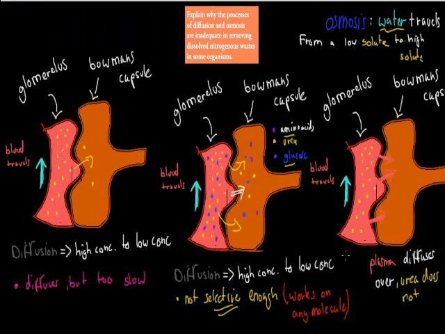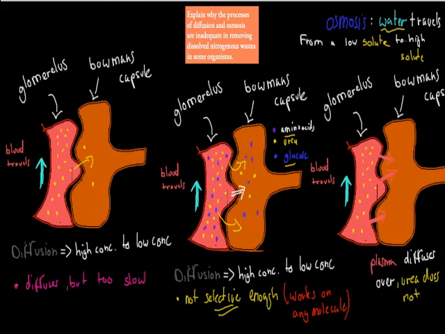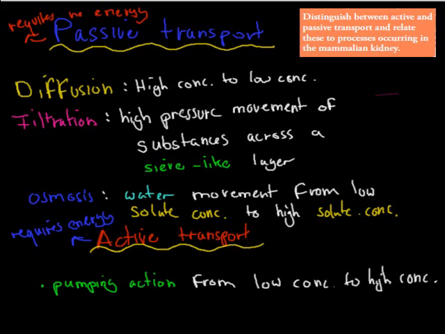And obviously filtration and active transport, we need to have those two mechanisms to actually make both of these things happen, so to remove all the urea and to reabsorb all the good stuff. But I'll go over what they are in a second. So, distinguish between active and passive transport and relate these to the processes occurring in the mammalian kidneys. So first, distinguish between passive and active transport.